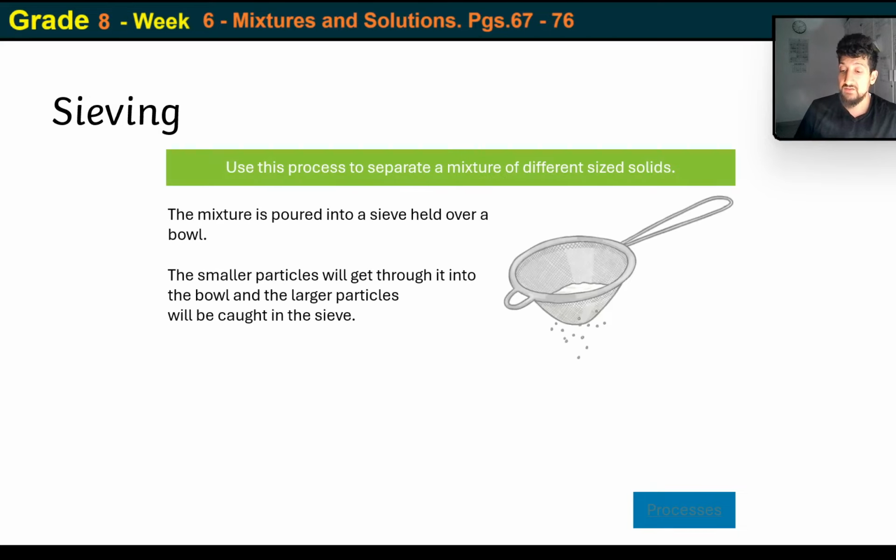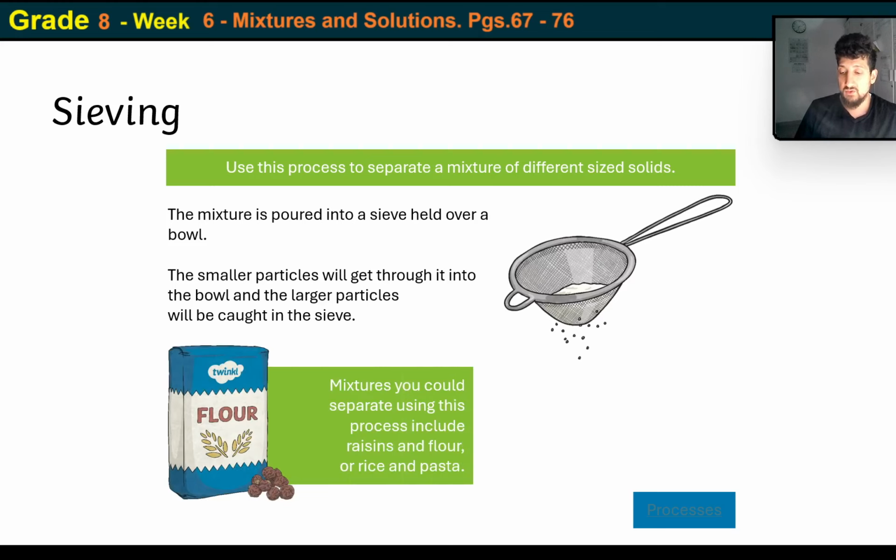Sieving. Sieving is when you separate two solids usually, and you have two separate sizes. So let's say you've got raisins mixed in with flour. I can get a sieve and I can separate the flour. The flour goes down while the raisins remain on top. Or let's say, for example, lentil seeds are mixed in with some flour. I can get the sieve, and the sieve can be used to separate the flour from the lentil seeds.